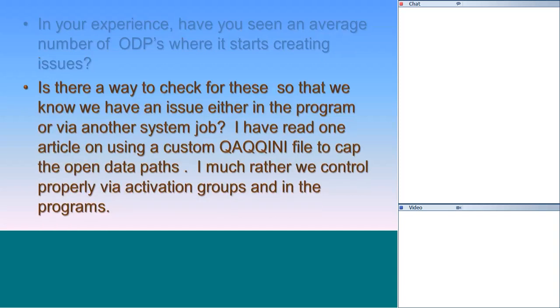Right. There's only one way of checking to see how many open data paths you've got, and you can do that only from inside the job that is running. Or, actually I lie, you can also check it from another job as long as you know the job name of the job you want to check.